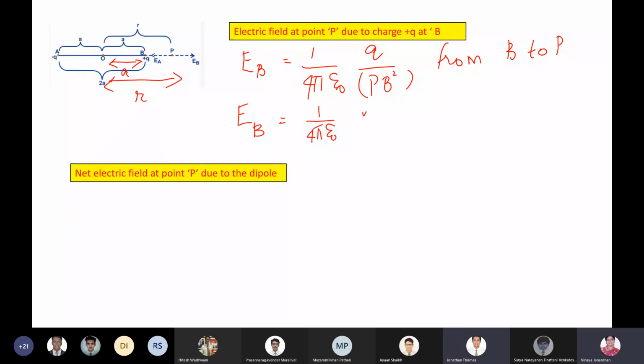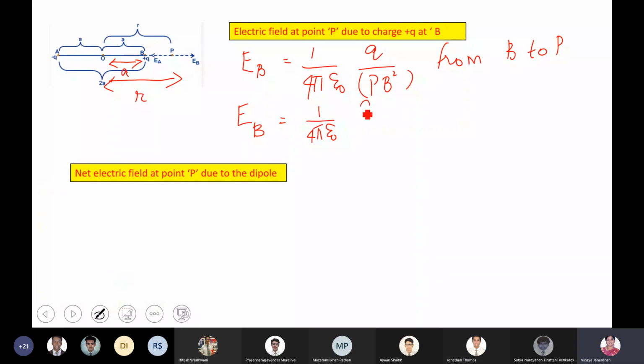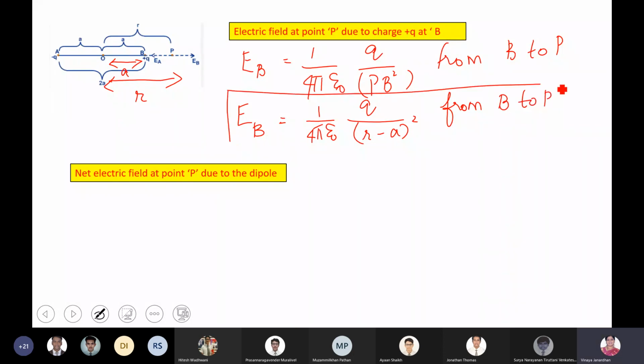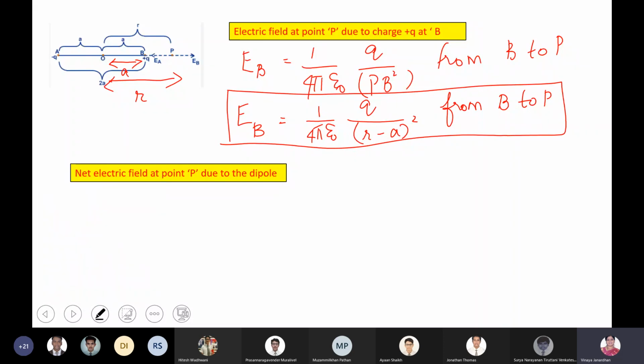R minus A. Who's telling? It's me, Jatin. Jatin, is it R minus A? Yes, ma'am. Okay, correct. R minus A the whole square. Thank you. From B to P. Now you have to judge, boys. Look at this. I'll just highlight this. Fine.